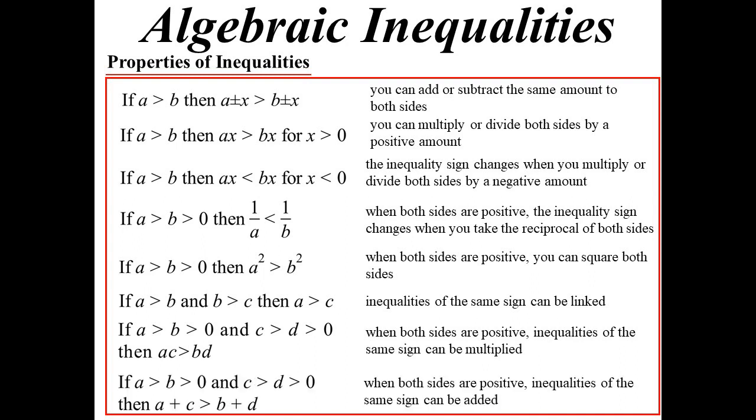And this one then, again, positive numbers, same deal. If A is greater than B and C is greater than D, then we can add the inequalities together and it'll still be true. So A plus C will be greater than B plus D. Alright, so there are some key things that help us with inequalities.